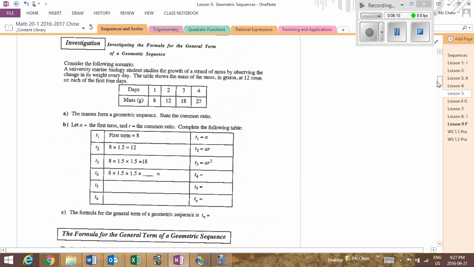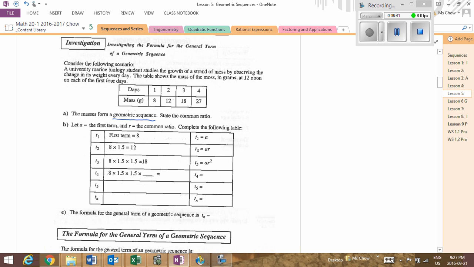Okay, so basically the little investigation, and they tell the story in the paragraph there, indicating that they're measuring moss. That sounds exciting. So on the very first day, the mass of the moss is 8 grams, and then it's 12 grams the next day, and then 18, and then 27, and they tell you that it forms a geometric sequence.